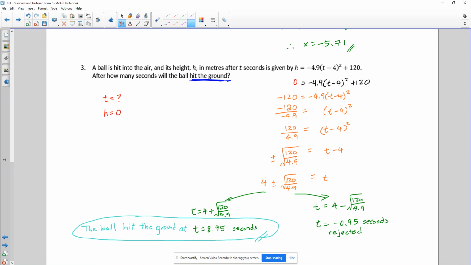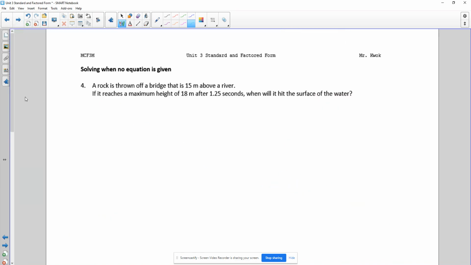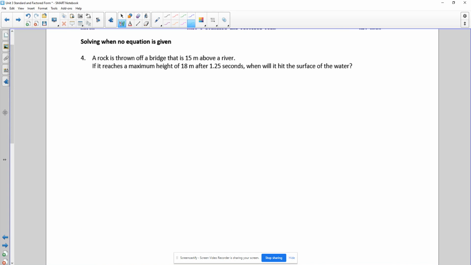Cool. So I think you guys understand how to find the x-intercepts or the zeros or the roots by isolation. Let's show you one more word problem where it is not as straightforward, okay? So a rock is thrown off a bridge that is 15 meters above a river. If it reaches a maximum height of 18 meters after 1.25 seconds, when will it hit the surface of the water? So right off the bat, you know that this is solving for zeros, okay, because you have the key phrase over here. Now, what is interesting about this problem is that the equation is not given. So your very first job is you need to come up with the equation.